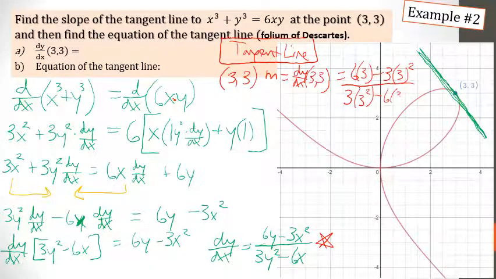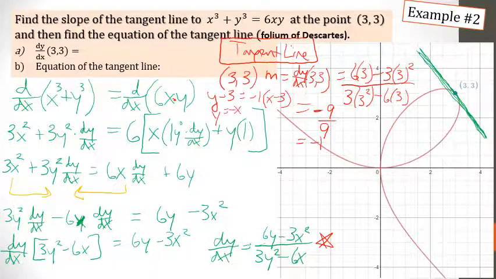6 times 3. If you simplify all this mess, the numerator becomes -9, the denominator becomes +9, and your slope is -1. So your curve is y minus 3 equals -1 times (x minus 3), and you get y equals -x plus 6.